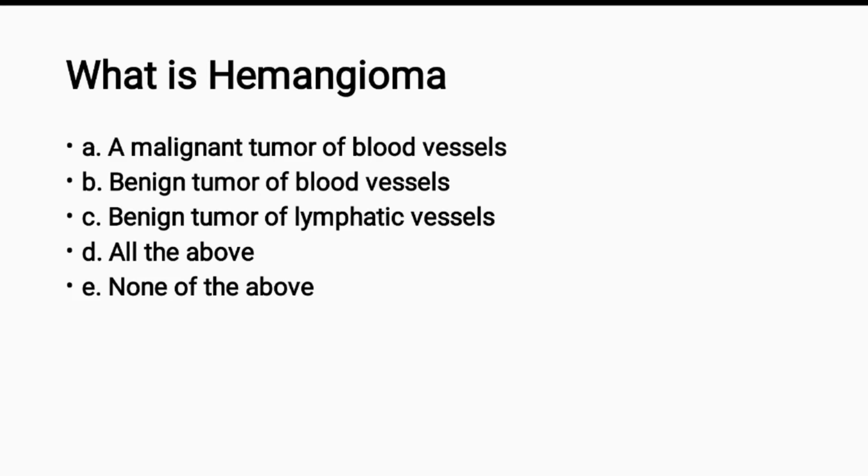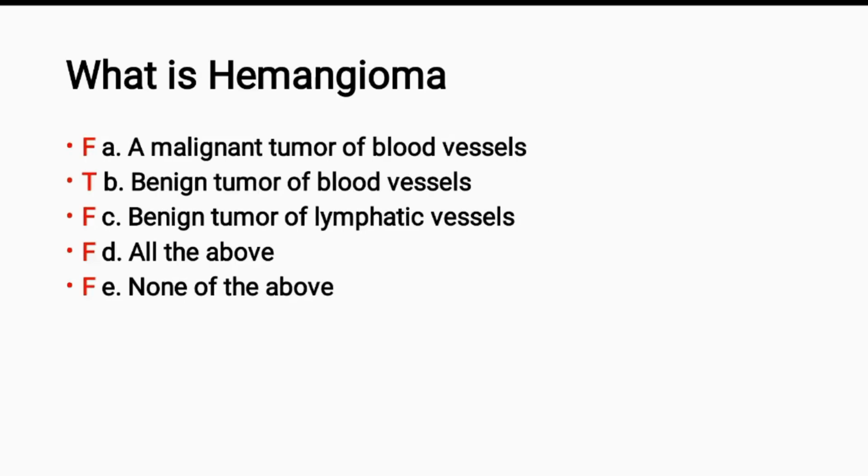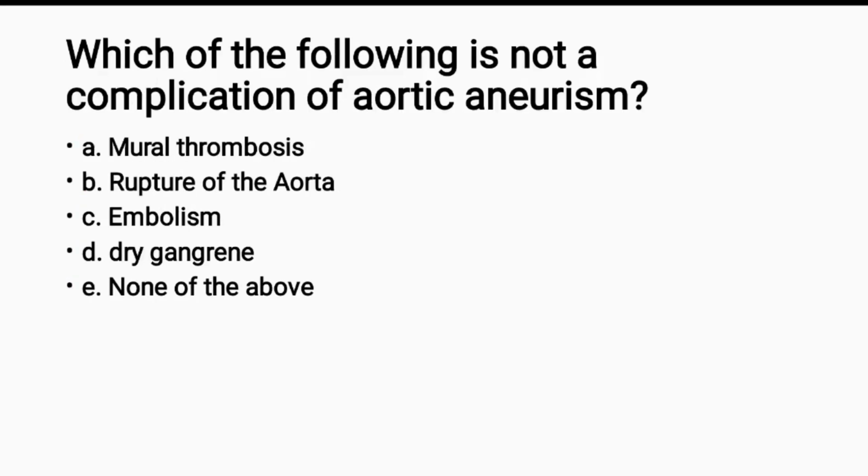What is hemangioma? A, a malignant tumor of blood vessels. B, benign tumor of blood vessels. C, benign tumor of lymphatic vessels. D, all the above. E, none of the above. Well, hemangioma is a benign tumor of blood vessels.